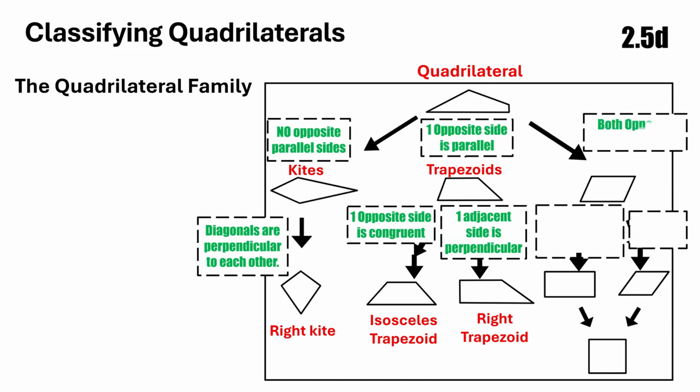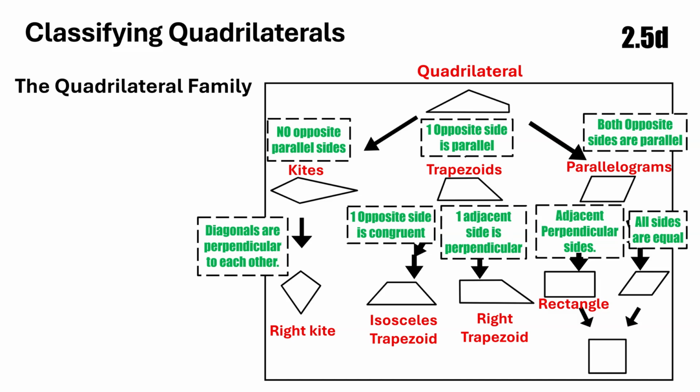If a quadrilateral has two pairs of opposite parallel sides, then the quadrilateral is a parallelogram. If a parallelogram has adjacent sides that are also perpendicular, making right angles, then the parallelogram is a rectangle. However, if a parallelogram has sides that are all equal, then the parallelogram is a rhombus. If a parallelogram has adjacent perpendicular sides and all sides are also equal, then the parallelogram is a square.